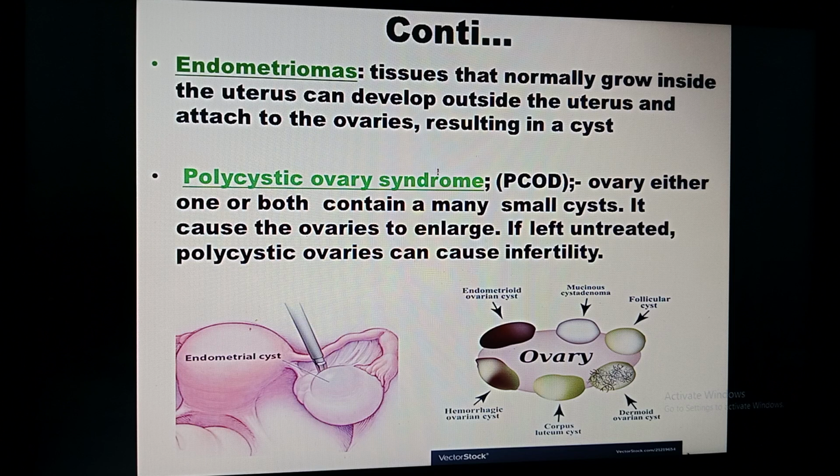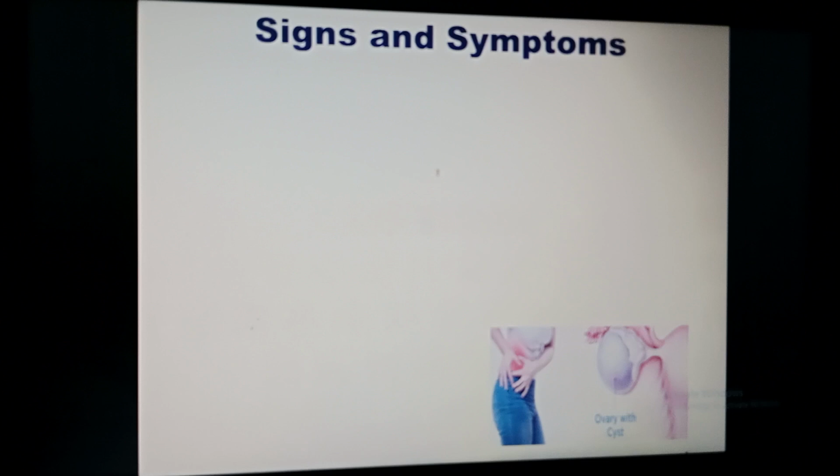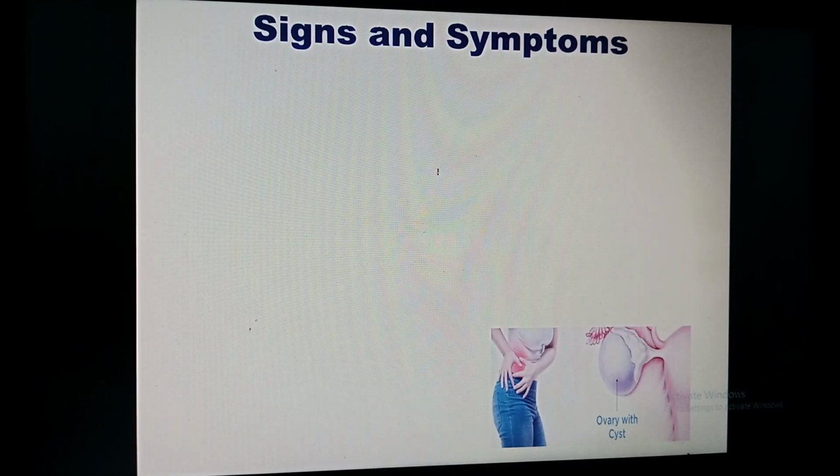Polycystic ovarian syndrome, PCOD. Commonly they will ask this question, explain about PCOD for 5 marks. This I will take separately, okay. This means many small cysts, plenty of small cysts over the ovary, either one ovary or both ovaries. It requires treatment. If it is untreated, it may lead to infertility. The lady cannot have a child, she is not able to conceive. So it requires treatment, okay. Okay, what may be the signs and symptoms if cysts are there?